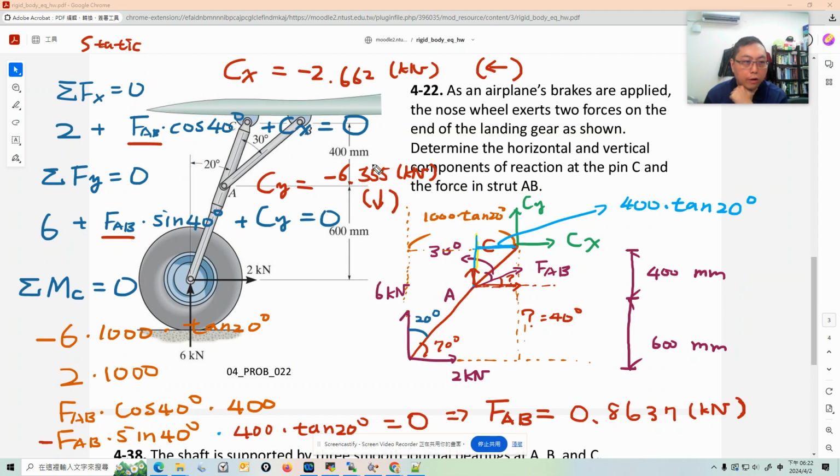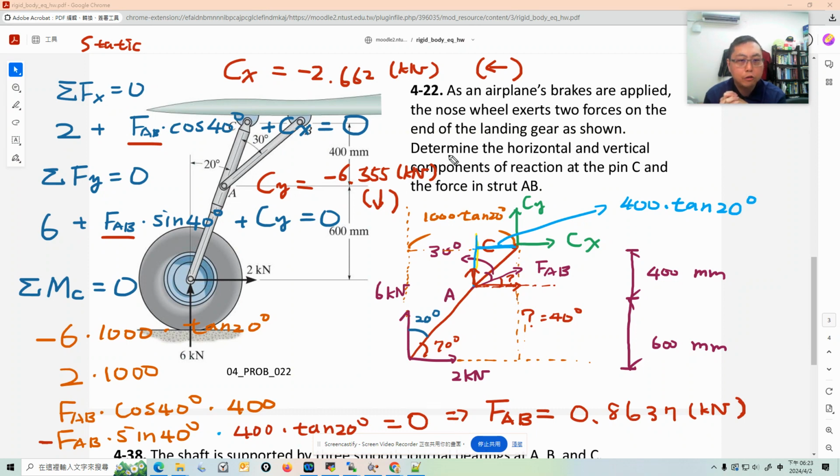So that is the meaning of this negative sign. We initially assumed these two are positive, but we get a negative answer. That means the direction is reverse to your initial assumption. So the final answer is CX points to the left, CY points down, and FAB is 0.8637 kilonewton. That's the reaction force calculation.